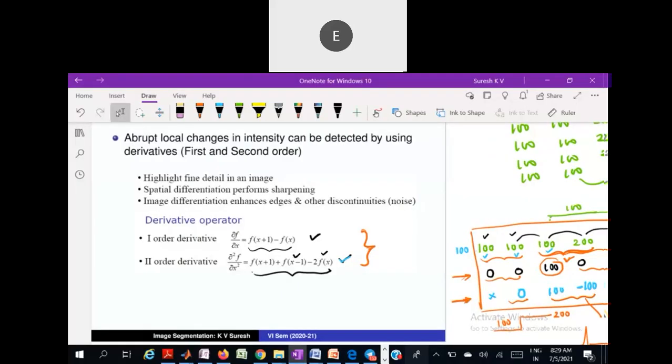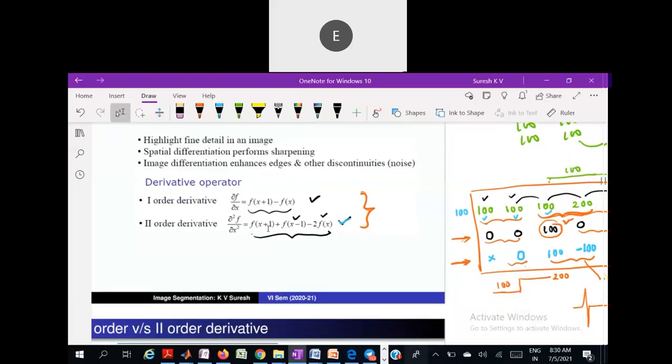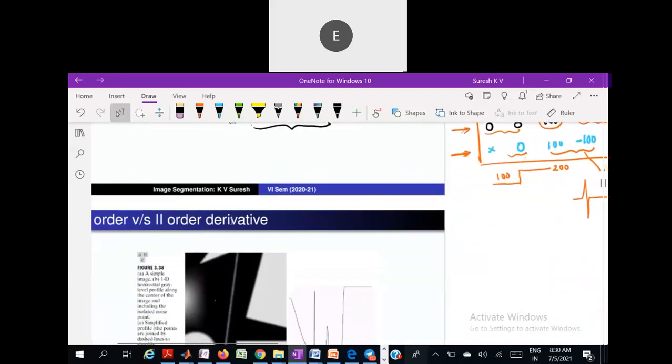by using first and second order derivatives, I can identify abrupt changes in the image. That's what is important, and that's what you have done in unit 2 also. To detect edges in an image, we have used this. So this is the first order derivative, this is the second order derivative. The only difference is, since the image is not a continuous image, it's a discrete image, the derivative operator is replaced by difference operation. Difference is equivalent to derivative. Okay, but there is a problem with this difference operation, which we will discuss now.